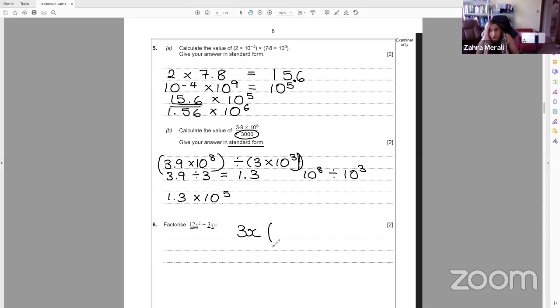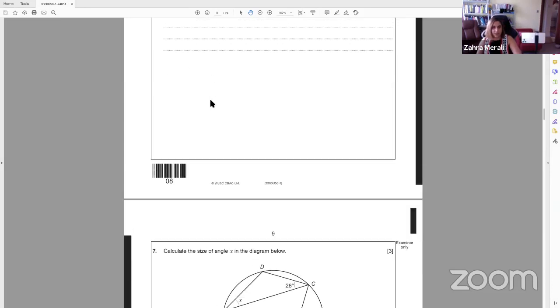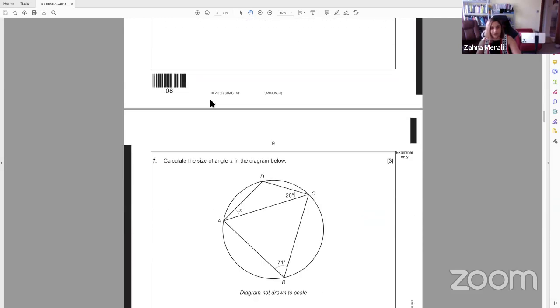Then we've got to open the bracket. 3 times what gives you 12? Or 3 times 4 gives you 12. X times something is going to give you x squared. So that's going to be x. And then we're going to put the y there as well. So we get 3x, open brackets, 4x plus y. Okay. So if you have a look at, that was question 6, okay. So question 7.